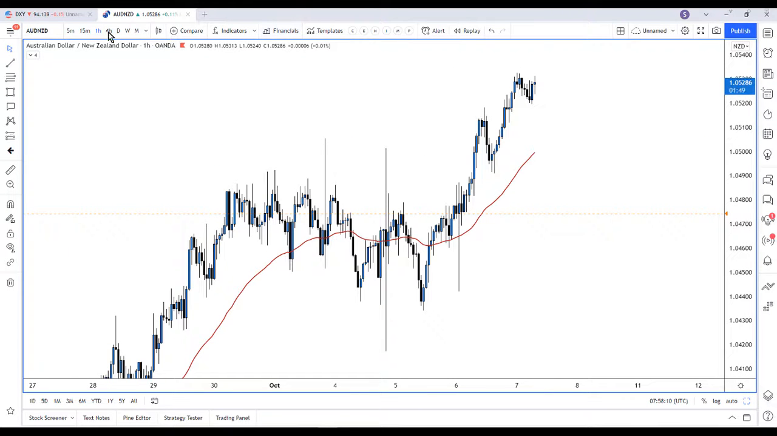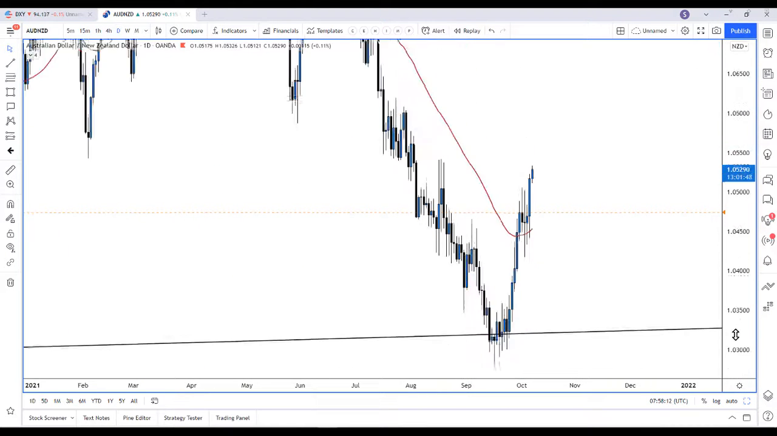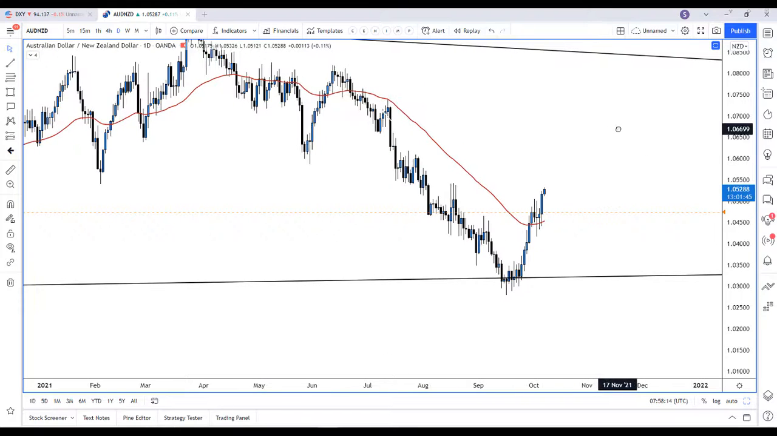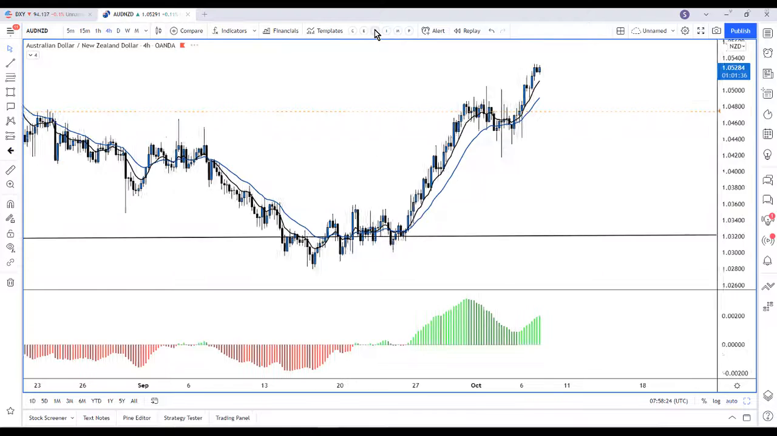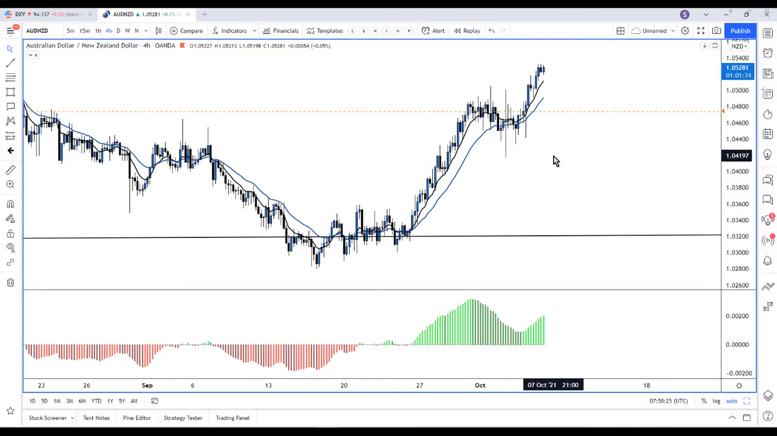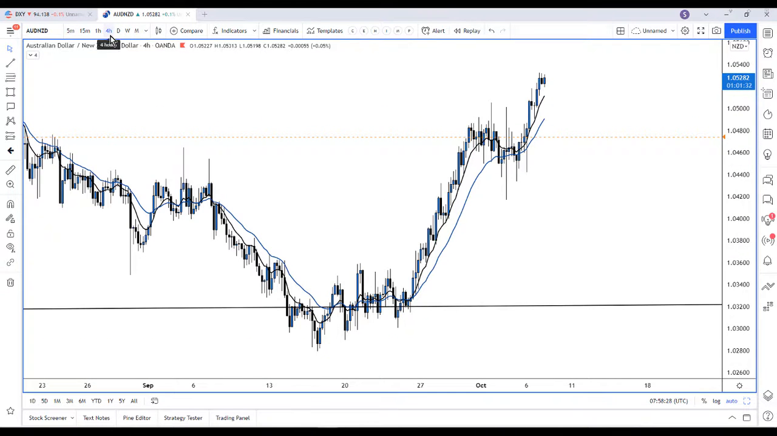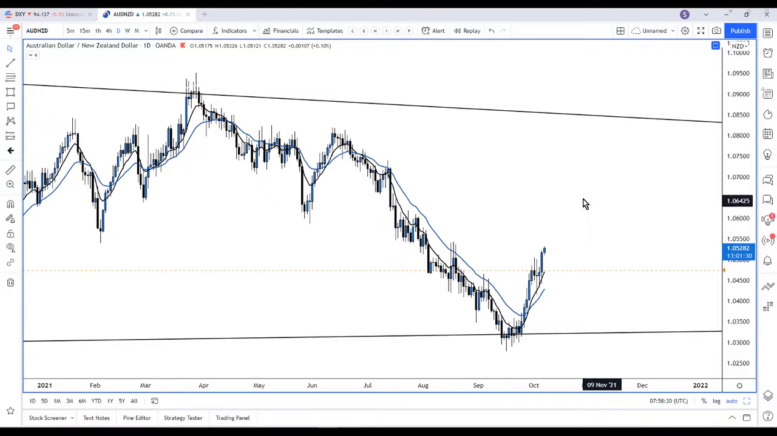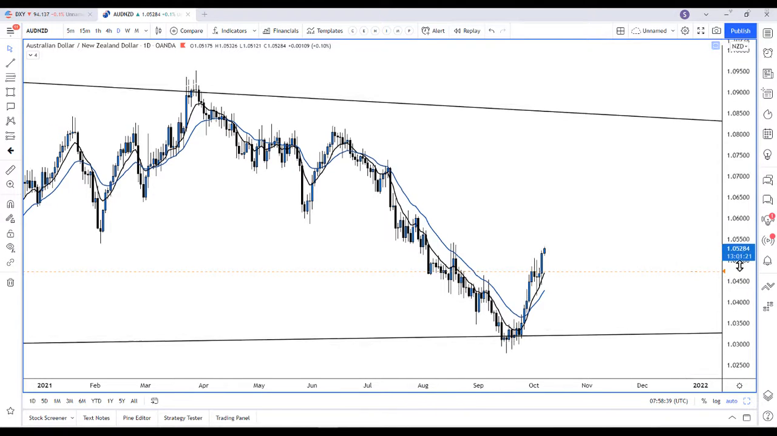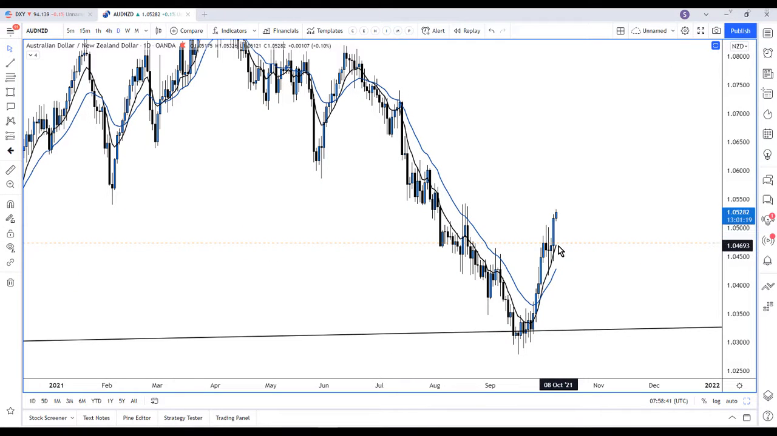Aussie Kiwi. This is starting to move really, really nicely. So if I put the 20 and the 8 moving average on the daily, okay, you can see that cross. Now look, price interacts with that 8 moving average quite a lot. It can interact with the 20 as well. Look where price is, look where the 8 is.